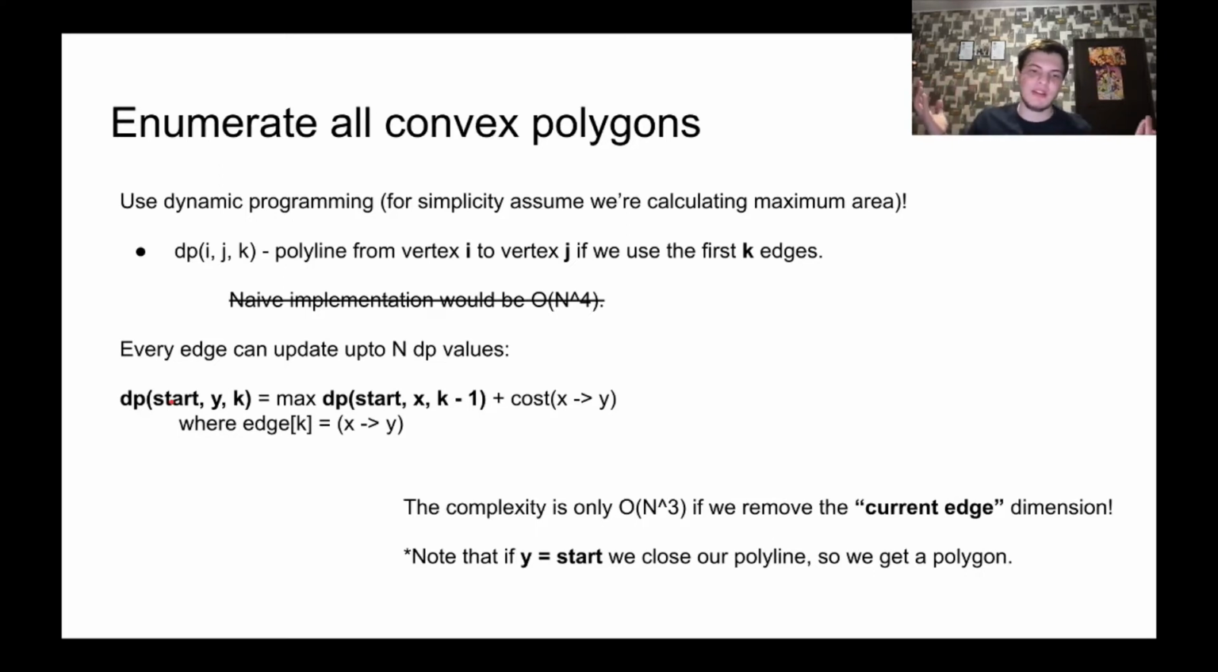If we have closed our polyline, this means that we now have a polygon which starts at this start vertex. And these are actually the objects we want to reach. So we just have to make sure to handle the case where y is equal to start. That's just a note I have left for myself.